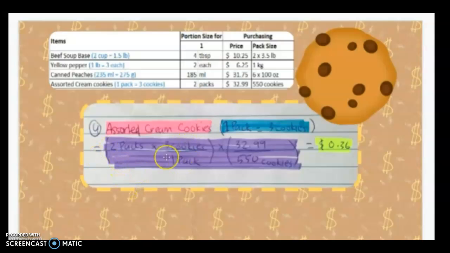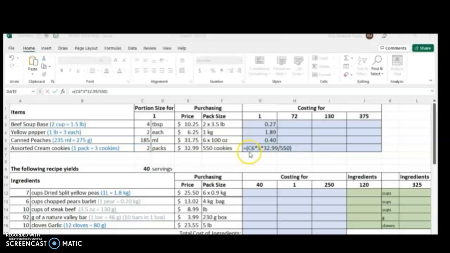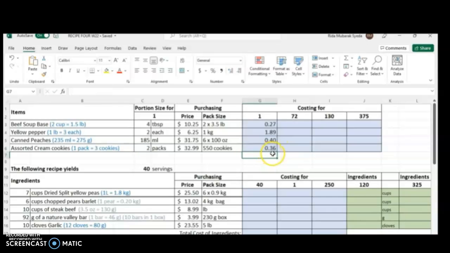For this one, it says 2 packs for the portion size, and we know 1 pack is equal to 3 cookies, as we can see in the equivalency, and the price per unit is $32.99 divided by 550 cookies. So we would do 2 packs times 3 cookies times $32.99 divided by 550, and we get 36 cents. Let's put this on Excel and see if we get this. This is what my equation looks like: 2 times 3 times 32.99 divided by 550, and when I press enter, I get 36 cents.